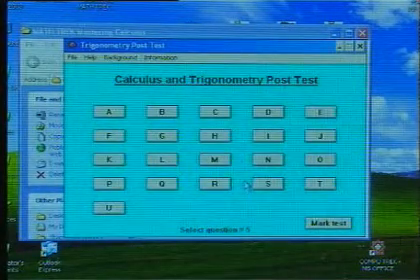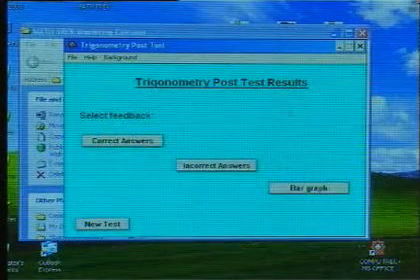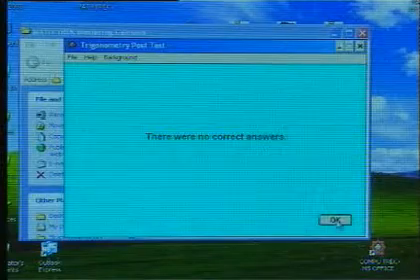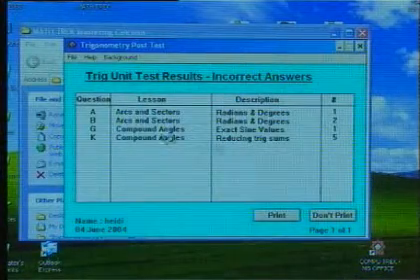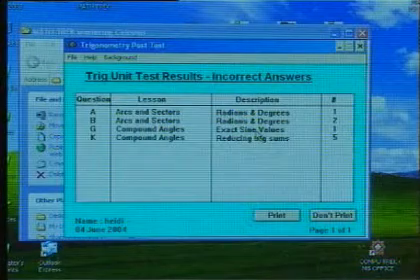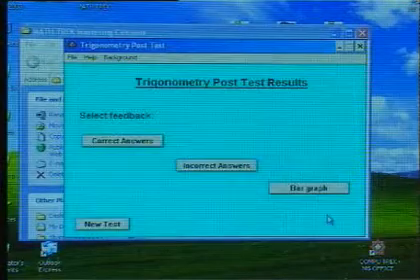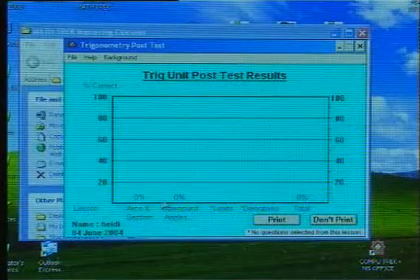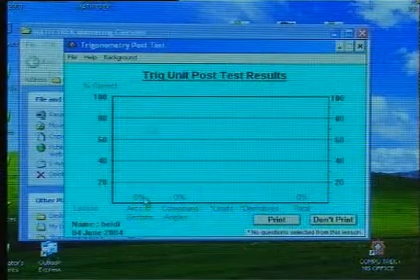After doing the test, we mark our test and we get our results. Yes, I want my test mark. Correct answers: there were none. Incorrect answers: again we can see arcs and sectors, compound angles, and the description, and we know exactly where to go back in our lessons. According to a bar graph, we would also be able to see, if we had more than 0%, what the percentage was under the different strands. So that is on the calculus and trigonometry.